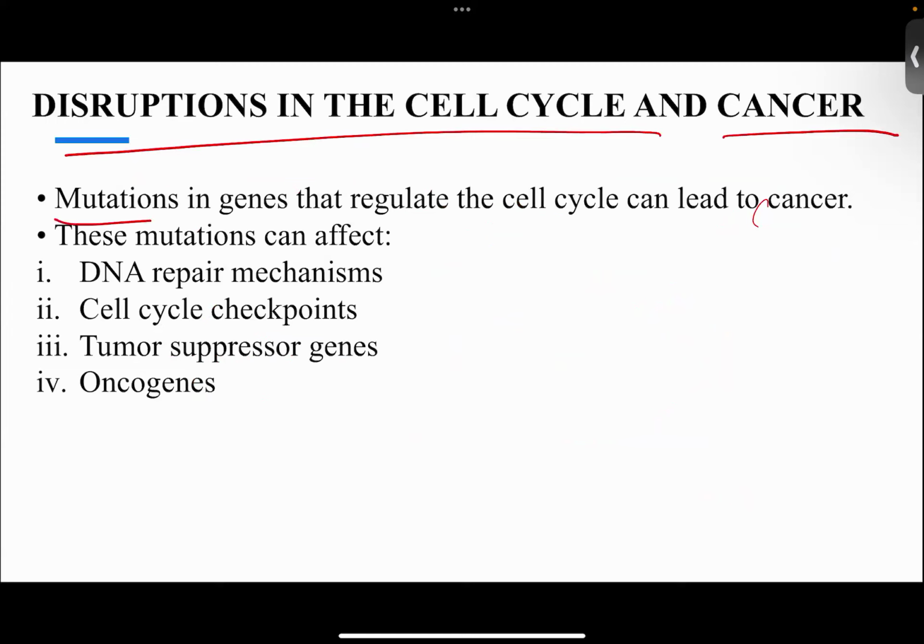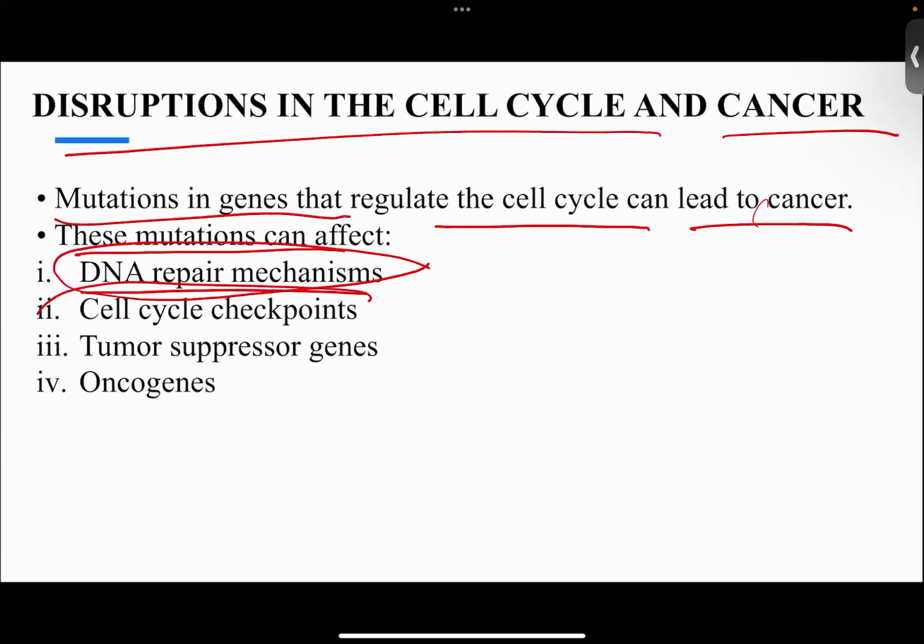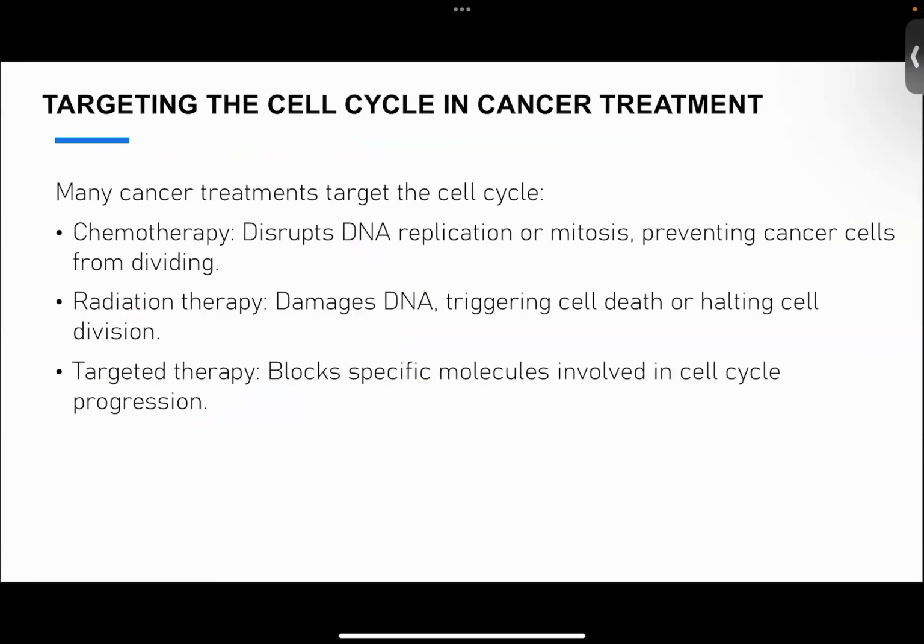What we have to know is that mutation in the genes that regulate the cell cycle can lead to cancer. This mutation can affect the DNA repair mechanism, cell cycle checkpoints, tumor suppressor genes, and oncogenes. In the coming classes, we will study these tumor suppressor genes and oncogenes. This is the basics, where we saw how the cell divides, what happens, and why it is important, because we can target the cell cycle in cancer therapy. Many cancer treatments target the cell cycle.